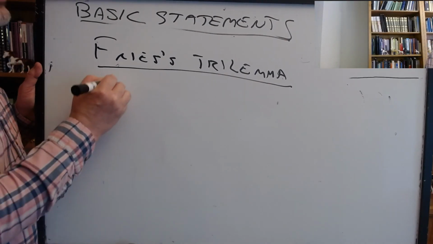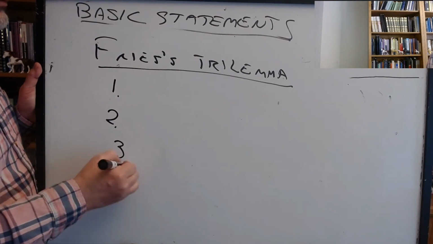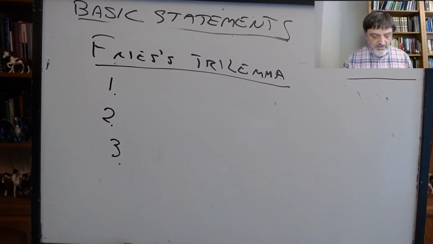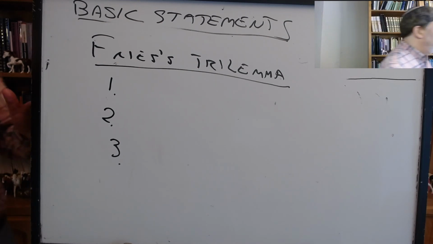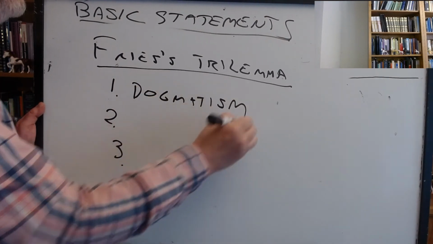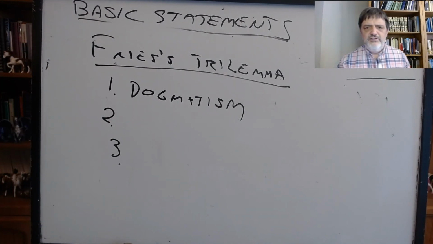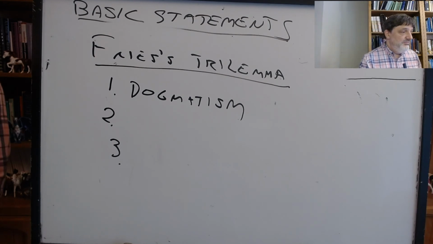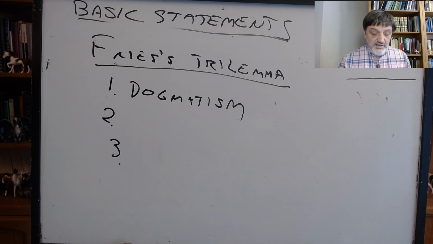And so it seems like we only have three alternatives here. The first alternative is that, after all, some statements can be rationally accepted with no justification. And this is what Popper calls dogmatism. Again, I don't know if Fries introduces this terminology or not. Popper calls this dogmatism. Dogmatism means that there are some statements that it's rational to accept even though I have no justification for them.